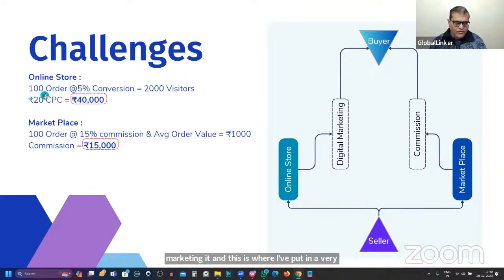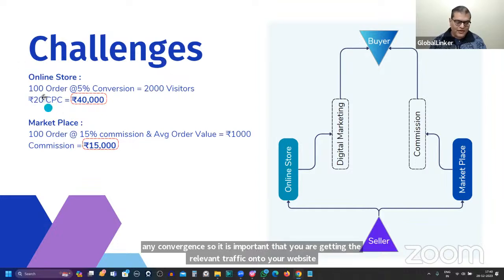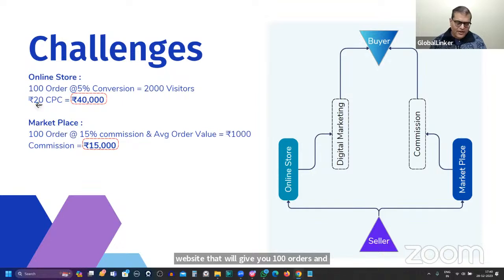Any one of you can do that. So for 100 orders, and assuming you are getting a 5% conversion rate, which is again on a higher side, typically it is 1 to 2%, you need 2,000 visitors, and 2,000 correct visitors. You may get 10,000 people, but they are irrelevant and you'll not get any conversions. So it is important that you're getting the relevant traffic onto your website. And if you are getting a relevant 2,000 visitors on your website, that will give you 100 orders. And assuming cost per click is 20 rupees, that would cost you around 40 to 50,000 rupees to get 100 orders through digital marketing on your online store. So that is your expense.